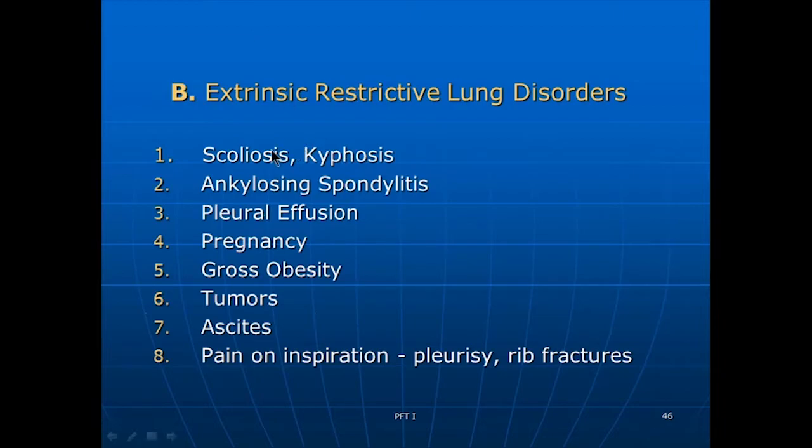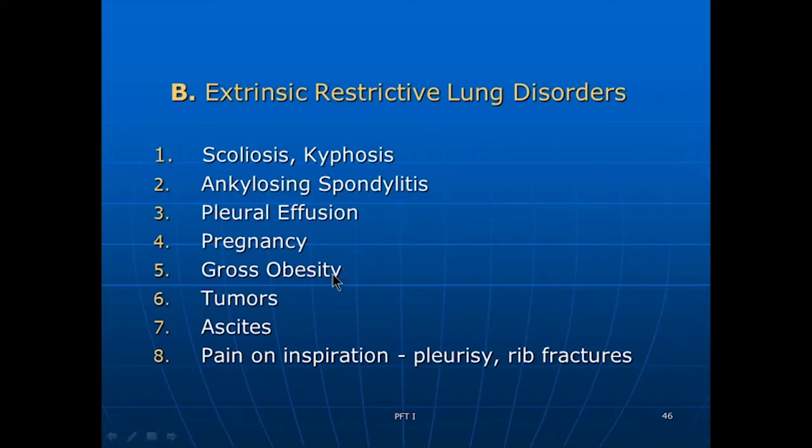So these are restrictive. Ankylosing spondylitis, again, is more of a bony structure condition of the ribs, making it impossible for the lungs to fully expand because the bony structure is creating a restriction, so the lungs can't fully expand. Pleural effusion, any kind of pleural effusion, is outside of the lung itself, and is going to create an extrinsic condition.